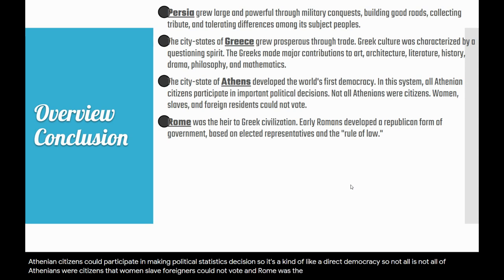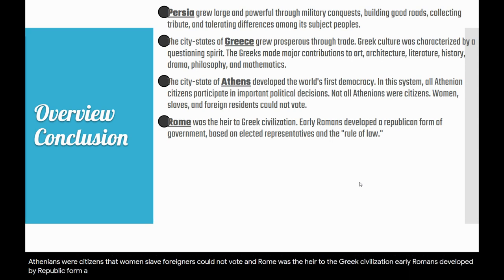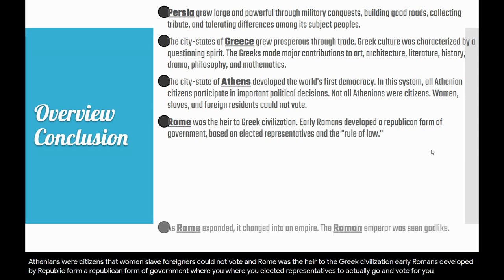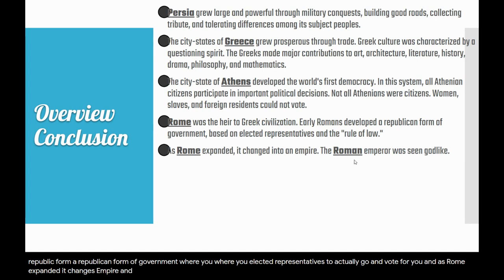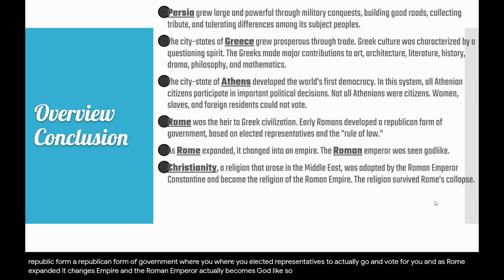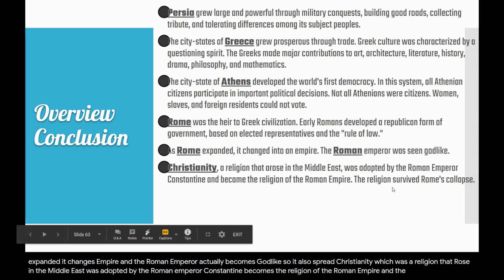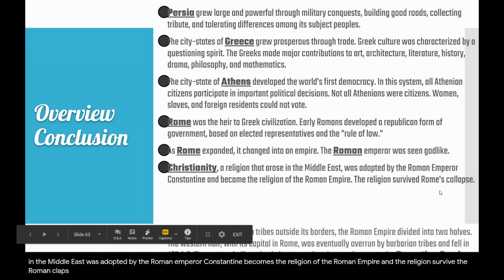And Rome was the heir to the Greek civilization. Early Romans developed a republican form of government where you elected representatives to actually go and vote for you. And as Rome expanded, it changed its government to an empire, and the Roman emperor actually becomes godlike. It also spread Christianity, which was a religion that rose in the Middle East and was adopted by the Roman emperor Constantine, and becomes the religion of the Roman Empire. And the religion survived the Roman collapse.